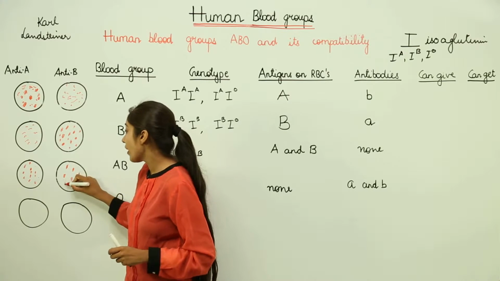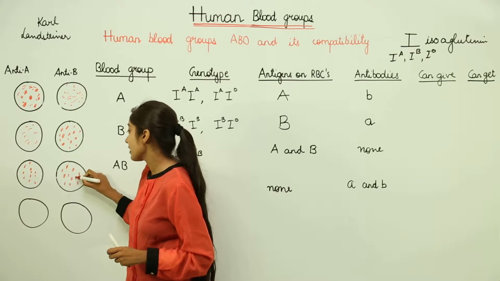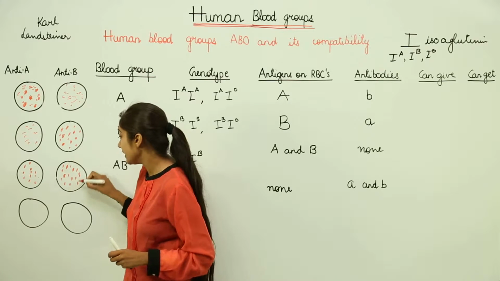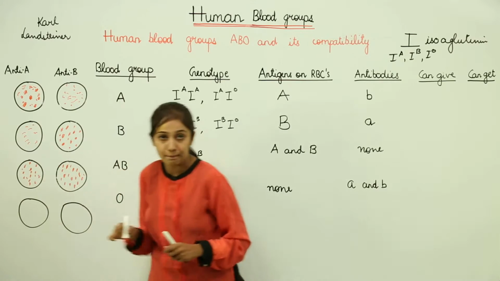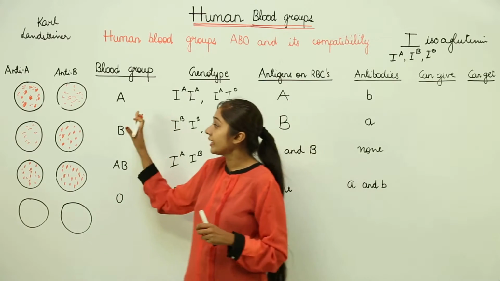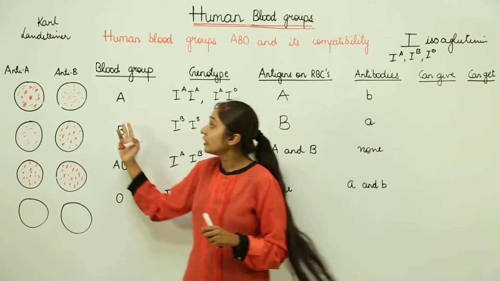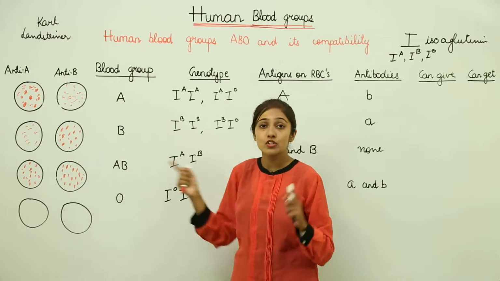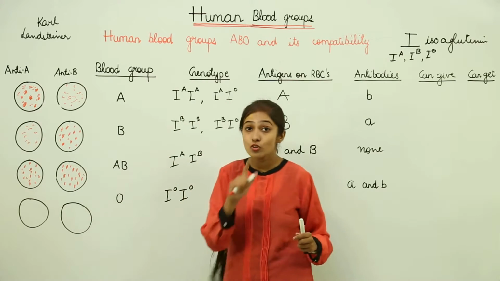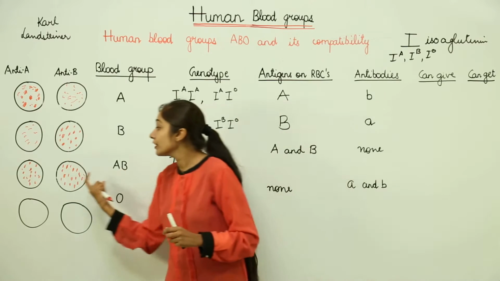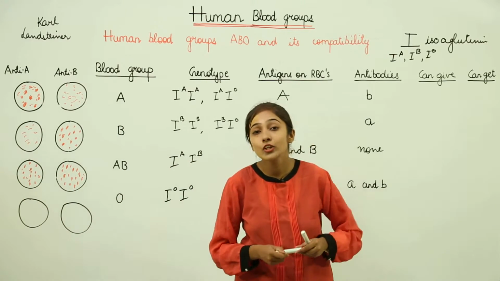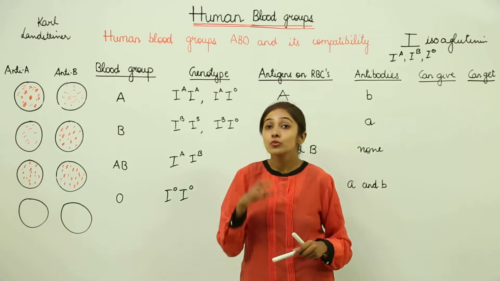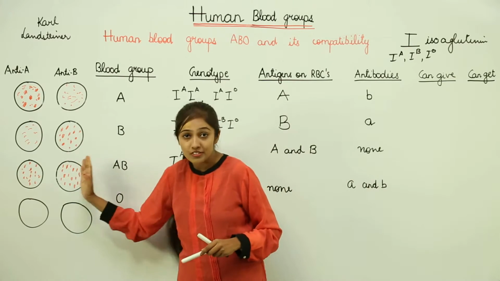So if there is coagulation in both the serums, anti-A and anti-B, then it means definitely this blood group is AB, right? Remember, in case of A there was coagulation with only anti-A. In case of B, there was coagulation with only anti-B, but in case of AB, there was coagulation with both the anti-A and anti-B serums. So that is why I am telling you, when you are going to check the blood group, you need to consider both the serums, right?